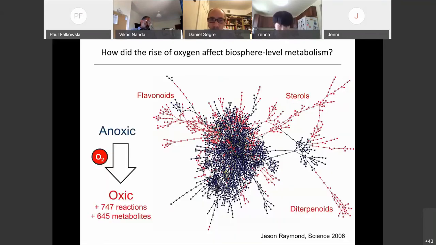And in fact, our first exploration using this algorithm was this work with Jason Raymond, which I'm summarizing here in one slide, where we asked the question of how metabolism at the ecosystem level would have been expected to change due to the presence of oxygen accumulating upon the great oxidation event. So what happened here was that we asked what the network looked like before and after adding oxygen as one of the seed metabolites in the expansion. And what you see here in blue is the anoxic network, and in red, the extra reactions that became available because of the availability of oxygen. And this gave rise to additional branches in metabolism, including production of flavonoids, sterols, terpenoids, and other molecules, somehow showing that there was significant biosynthetic capacity that was enabled by opening these new possibilities through the availability of oxygen.